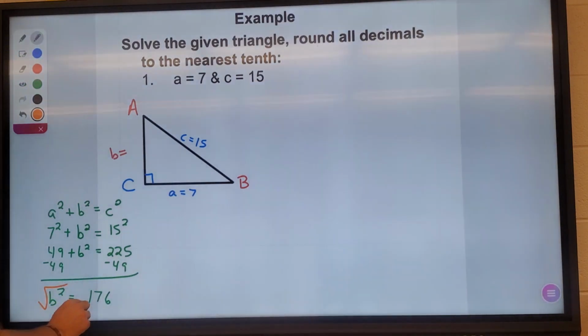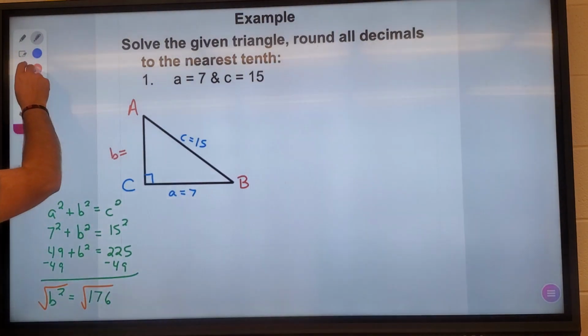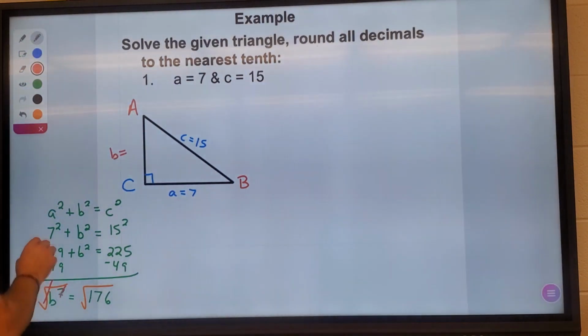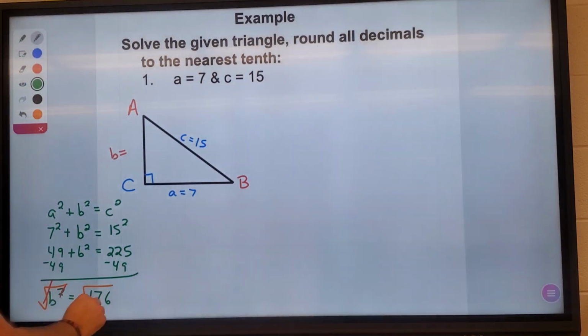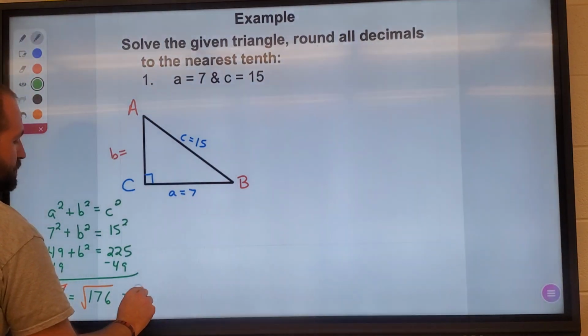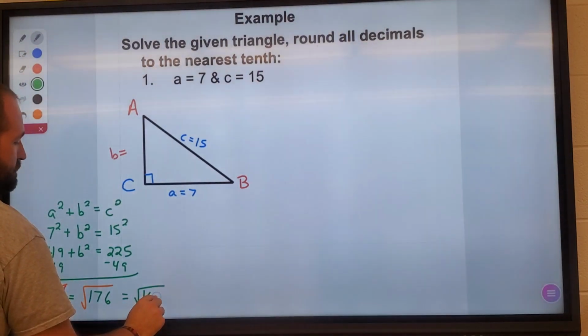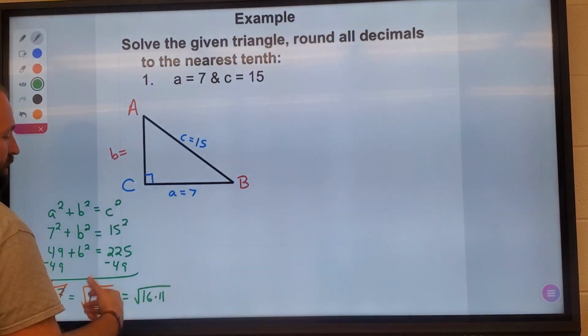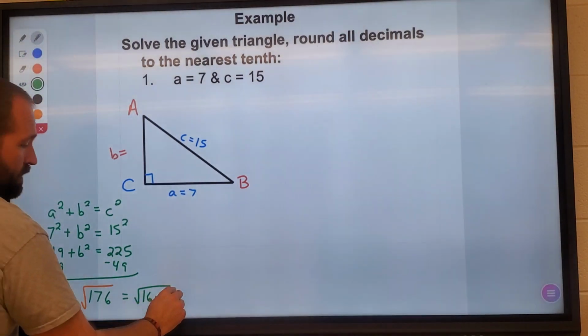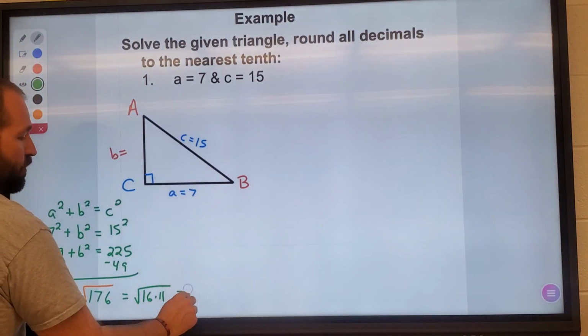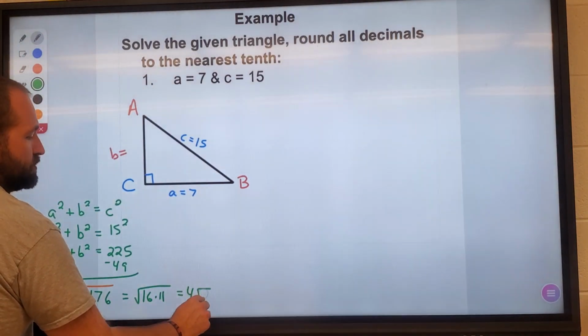You then take the square root of both sides. Again, paying attention to the fact that square root of 176 is not a perfect square. However, it can be reduced. The square root of 176 can become the square root of 16 times 11. Again, using 16 because that is the largest perfect square that I have. Square root of 16 is 4, so it's 4 square root of 11.